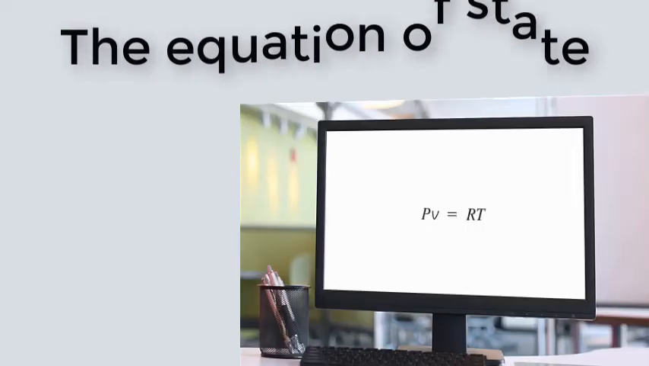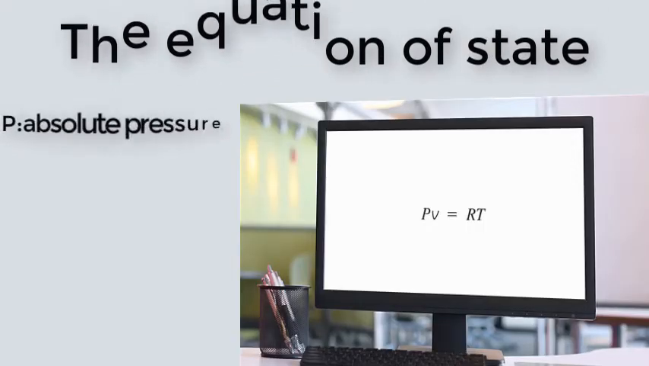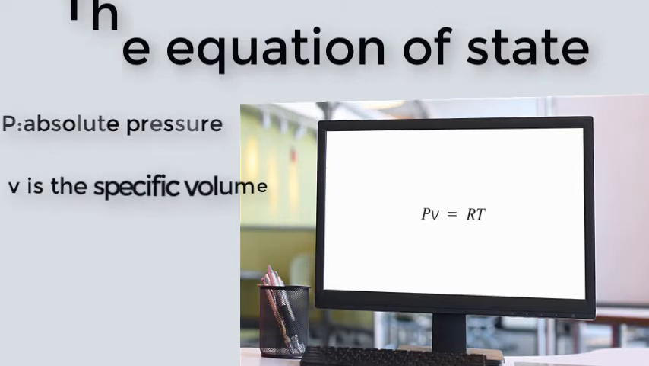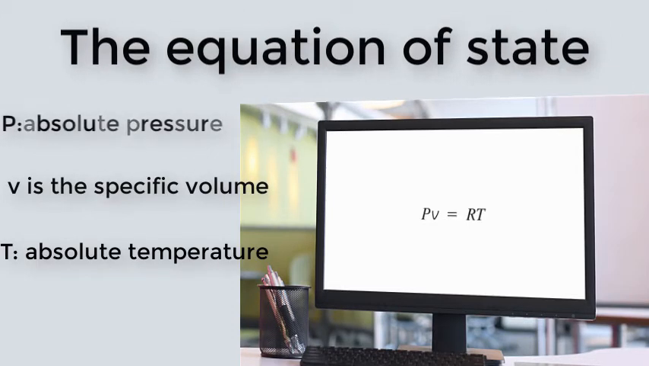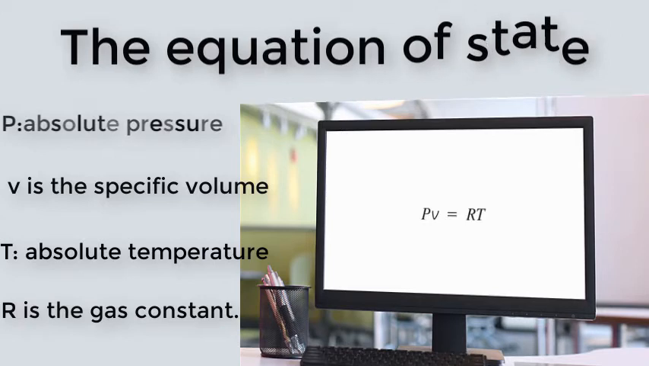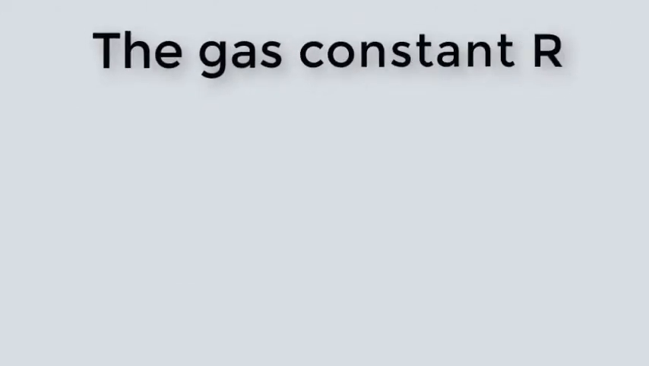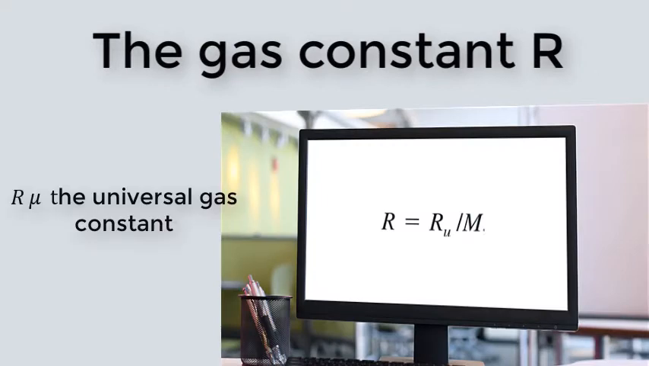It is the ideal gas equation of state, where P is the absolute pressure, v is the specific volume, T is the thermodynamic, absolute temperature, ρ is the density, and R is the gas constant. The gas constant R is determined as R = Ru/M, where Ru is the universal gas constant and M is the molar mass, also called molecular weight.